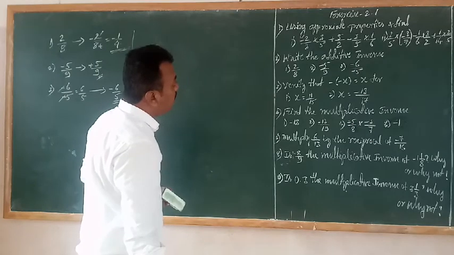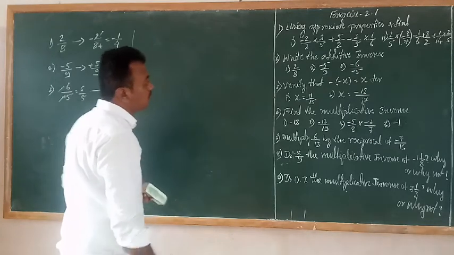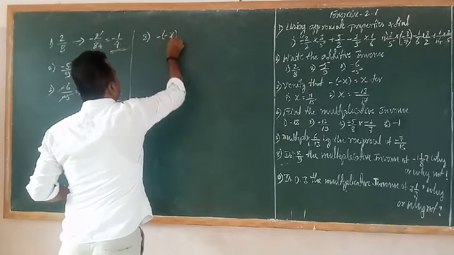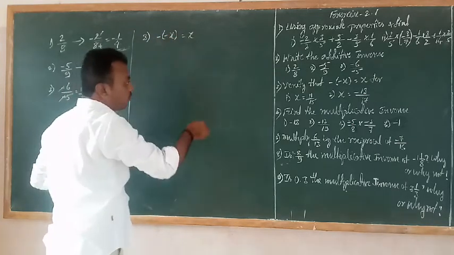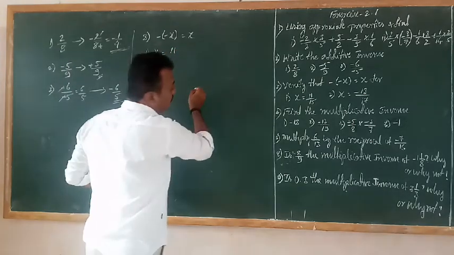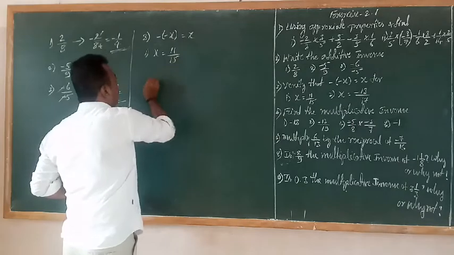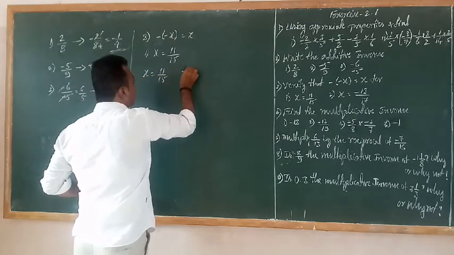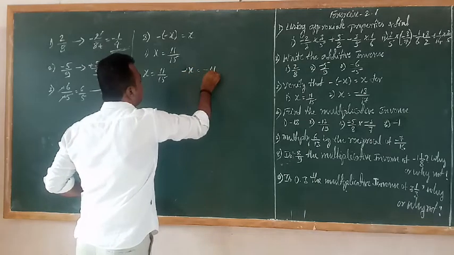Okay. Verify that minus of minus x is equal to x. We have to verify it. The first question, x is equal to 11 by 15. Okay. So x is equal to 11 by 15. What is the minus x? Minus x is equal to minus 11 by 15.